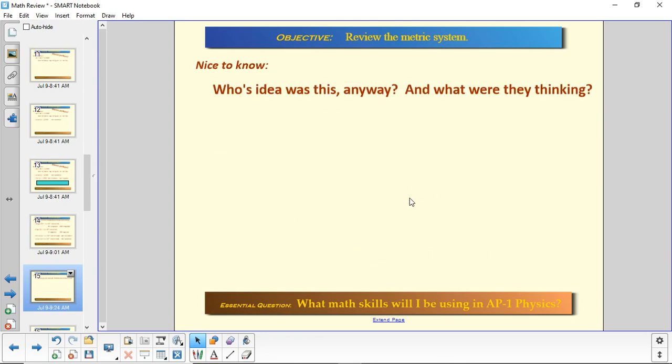Now, personally, I find that it's easier to remember this stuff, and particularly to be able to make conversions from one thing to another, if I know the history or the story behind where this stuff came from. That's just my brain. So if this helps you, great. If not, well, that's how it is. So whose idea was this metric system anyway, and what were they thinking?